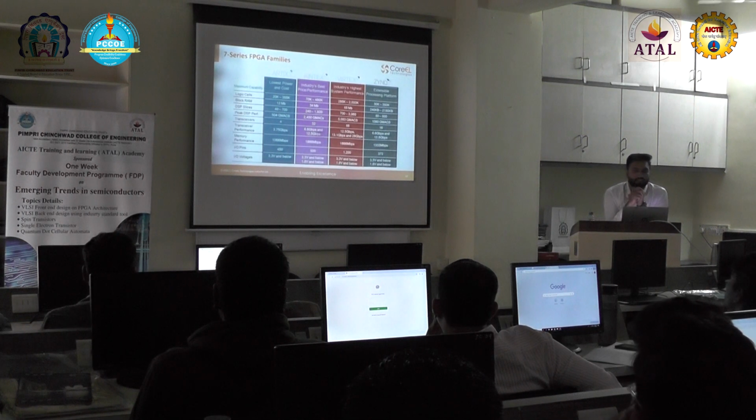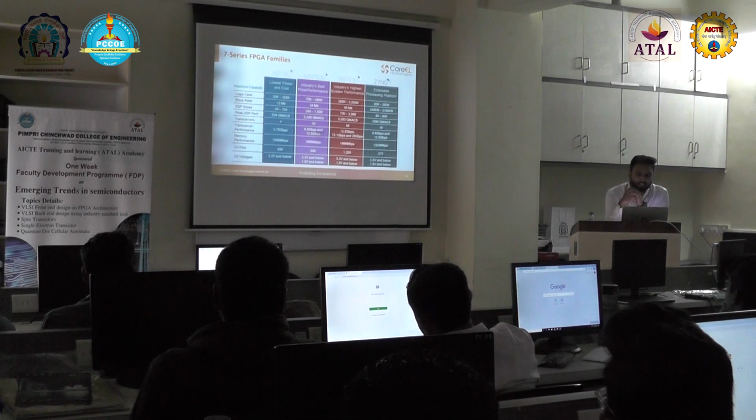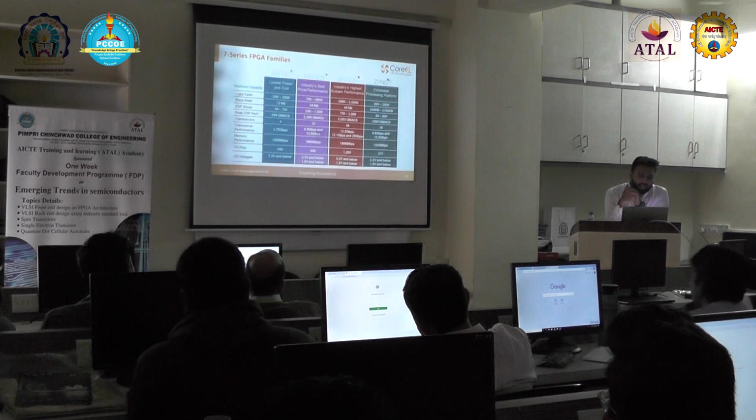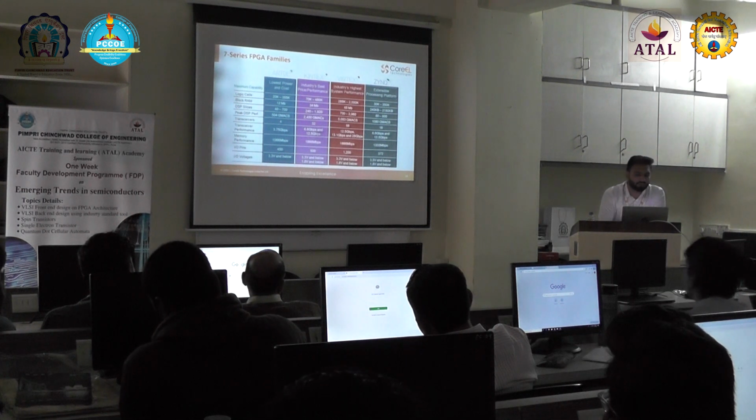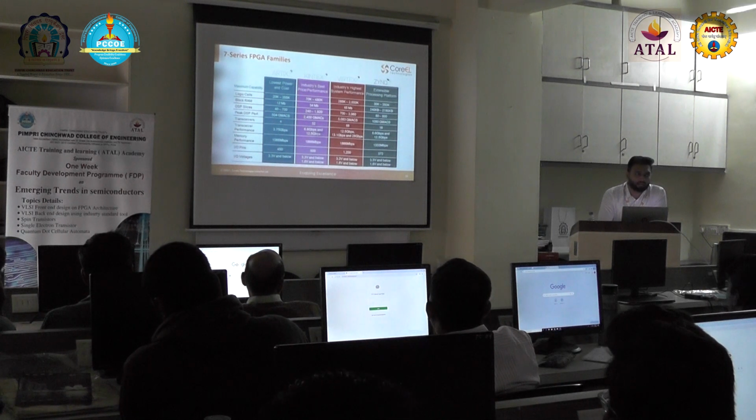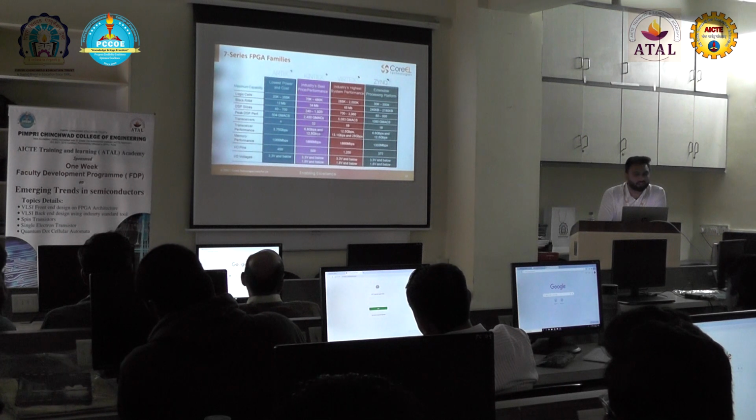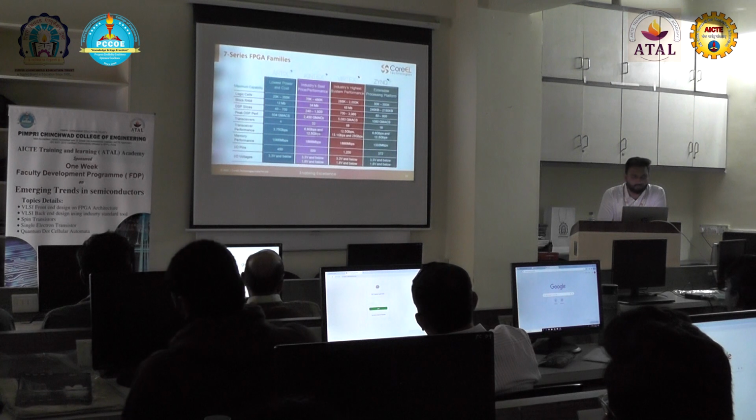So in 7 series, these are all the different families that come under 7 series FPGAs: Artix 7, Kintex 7, Virtex 7, and Zynq. Artix 7 is the lowest power and low cost. Kintex 7 is the industry's best price and performance. And Virtex 7 is the upgraded version of Kintex, with the industry's highest system performance. When you need high performance for your projects, Virtex 7 is used.